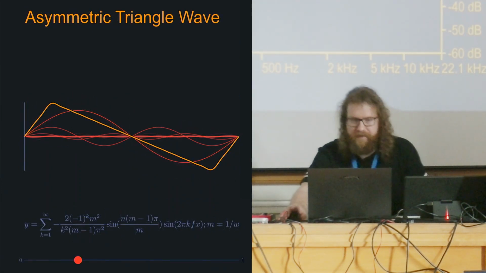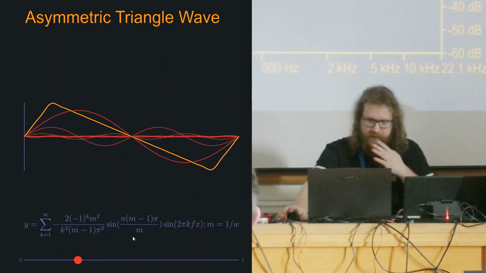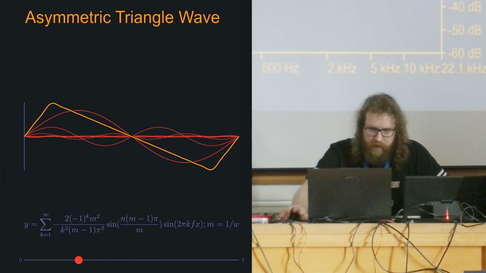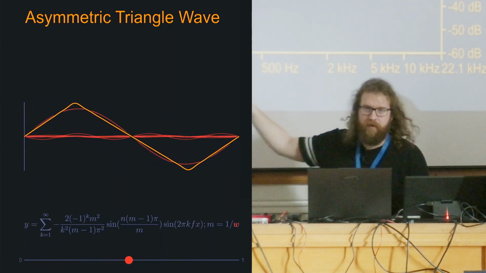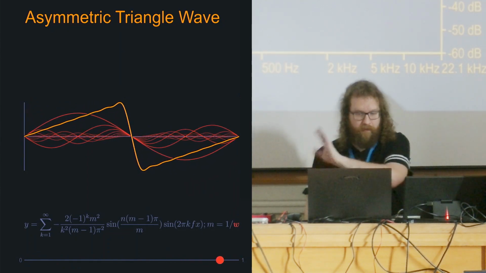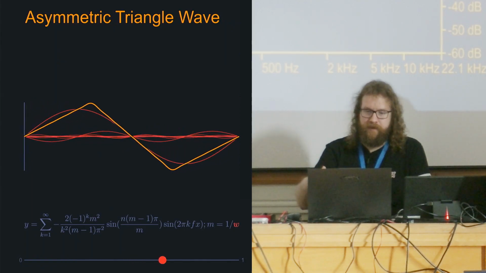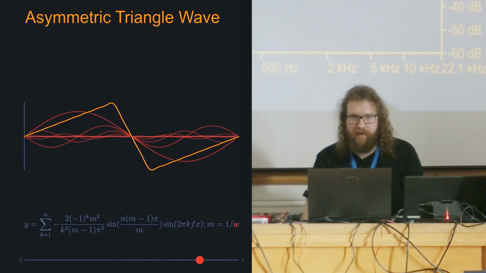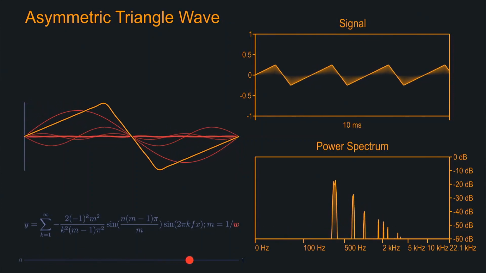So there was a triangle. This is like an asymmetric triangle, a super complicated formula. But what you can do with this formula, you can actually change the slope of it. It's this little W parameter over there that we are modifying. Forget the formula, it doesn't matter. You can look it up, right? I just want to illustrate that things can be made from sine waves. This is how it sounds, by the way. You hear the change?